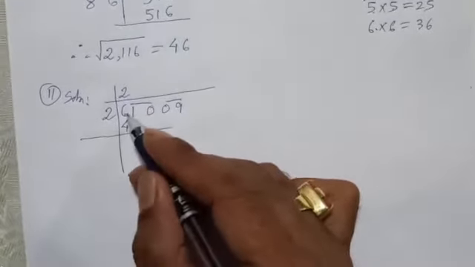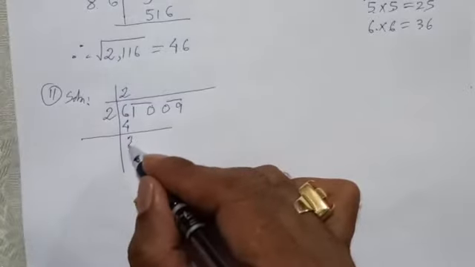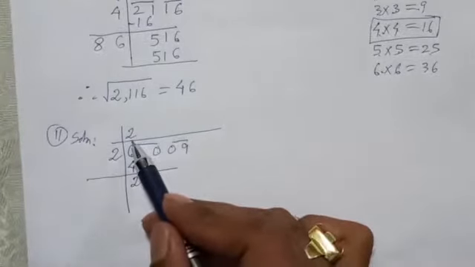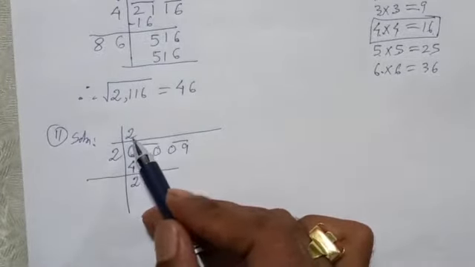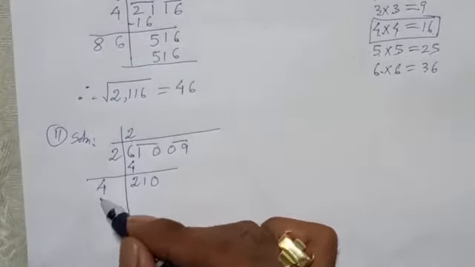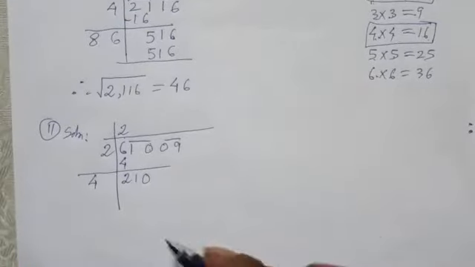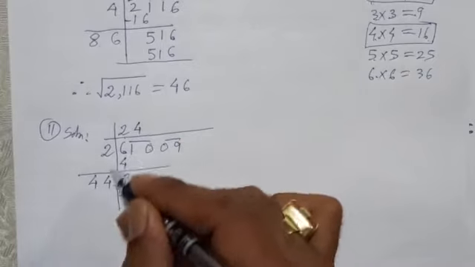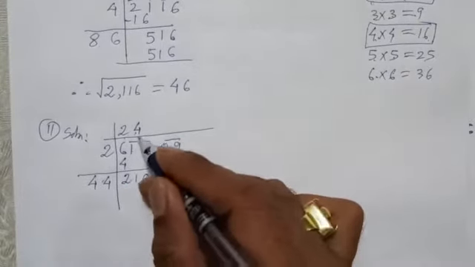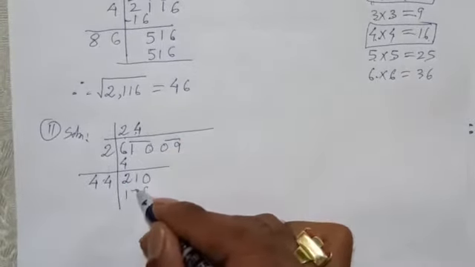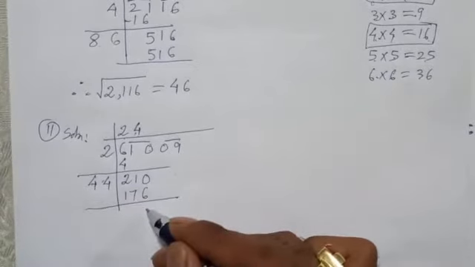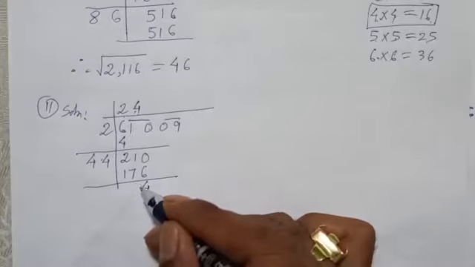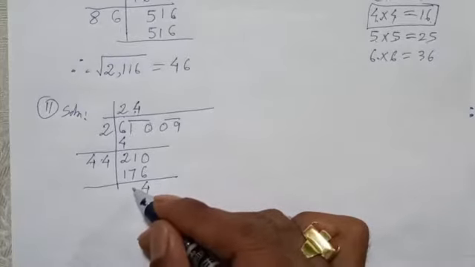If we subtract, 6 minus 4 is 2. Next, 1 and 0, we bring down. Then, according to the rule, this number is multiplied by 2. 2 times 2 is 4. Then we take 4 times. 4 times 4 is 16, 1 carry. 4 times 4 is 16, plus 1 is 17. Next is subtraction: 6, 7, 8, 9, 10. 4. 9, 10, 11, now 3.